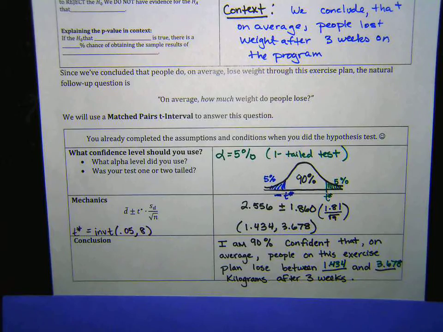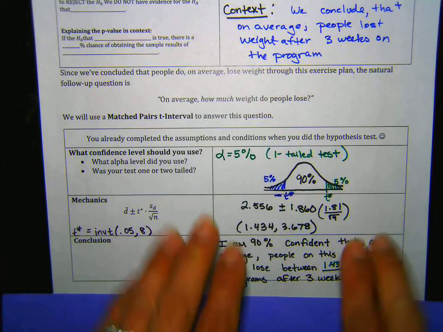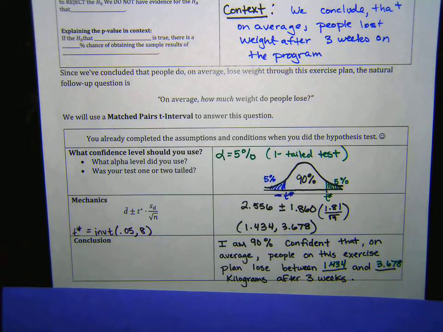From our significance test, we concluded that we have reason to believe that people will lose weight. Our confidence interval supports this claim. Notice 0 is not even in the interval. The original claim that there was no difference between the start of the program and the end of the program would mean that the mean difference 0 is in the interval, but it's not. So this confidence interval supports our original significance test that says we should reject the null hypothesis.